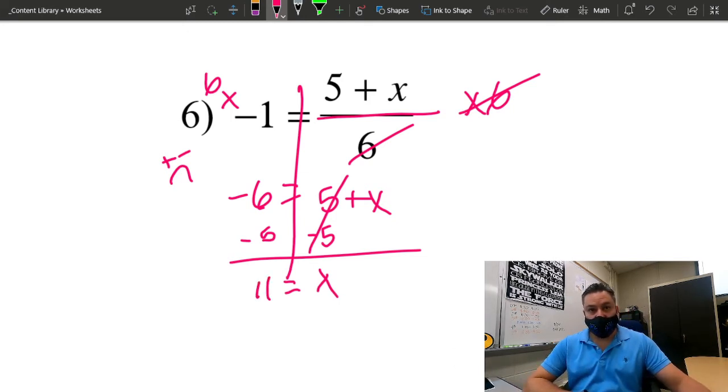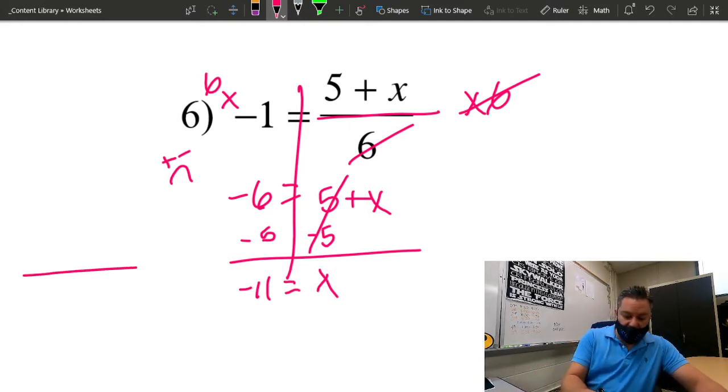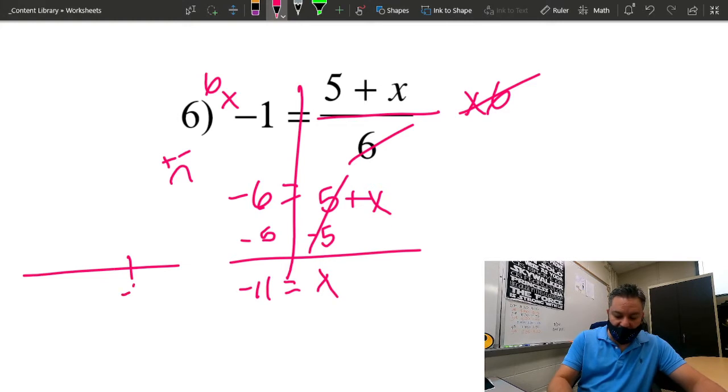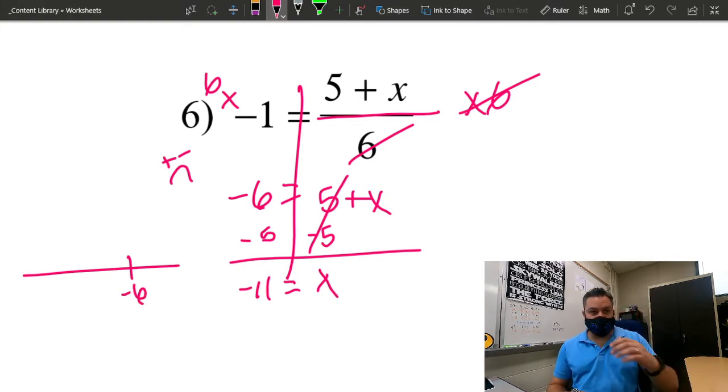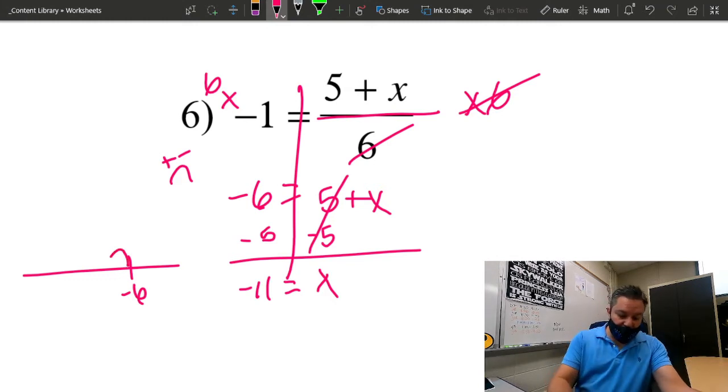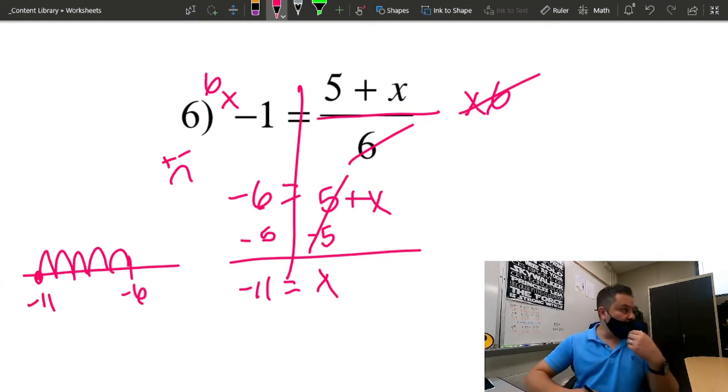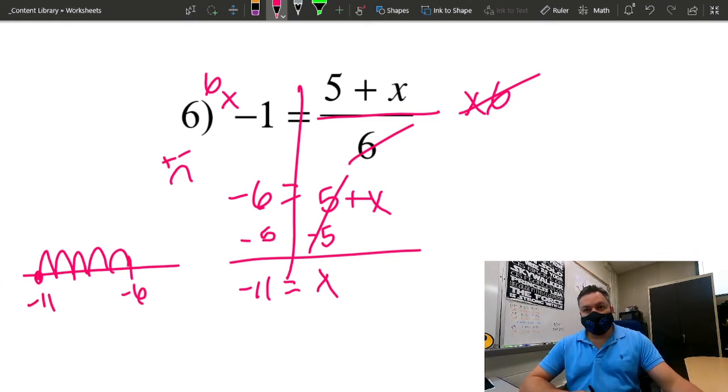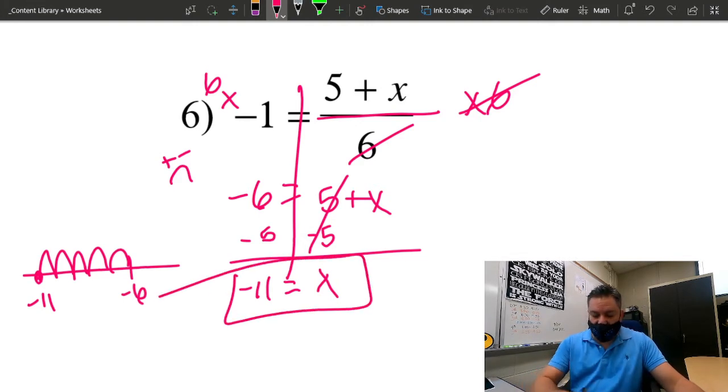Negative. Negative. It's just getting more negative, right? It's like if you have a number line, you start at -6, and then you do -5. Are you moving to the left or to the right? To the left. 1, 2, 3, 4, 5. So it's just getting more negative, right? So my answer is going to be -11.